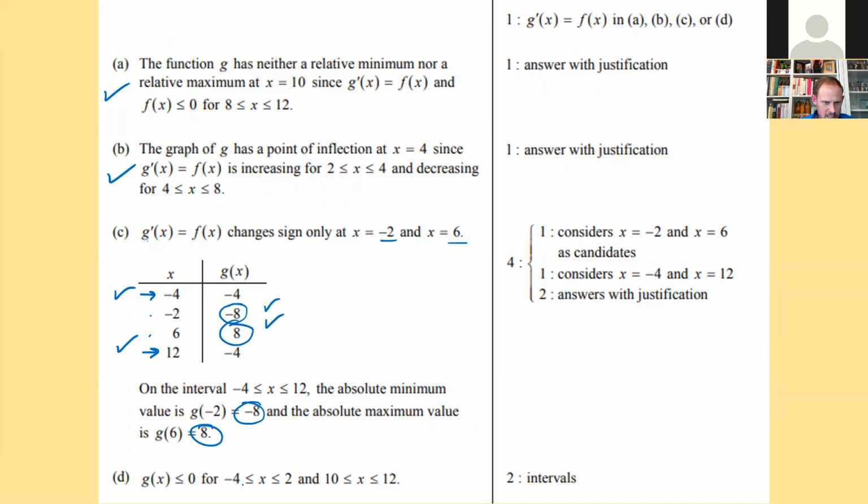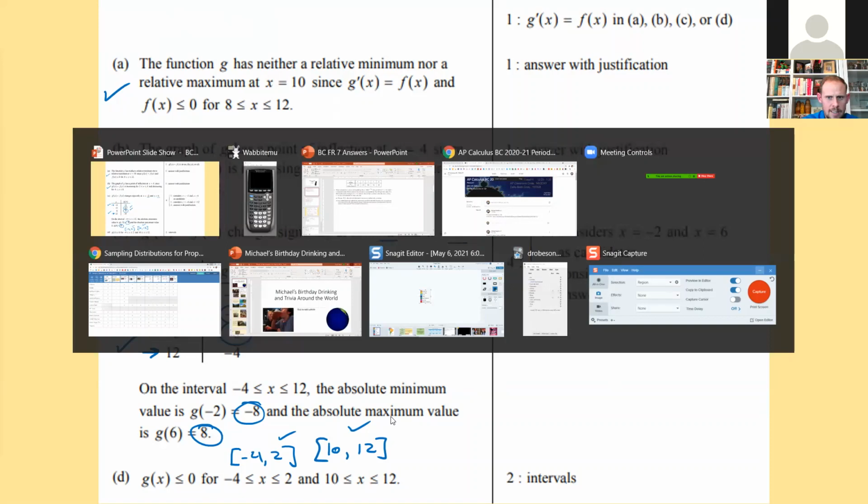And g of x is less than 0 from -4 to 2, so in other words, -4 to 2, and then from 10 to 12, including the endpoints like that. We had both intervals, so that's 2 points there. Full credit. Yay. Got it all. Woohoo. All right. So there was our free response for this week.